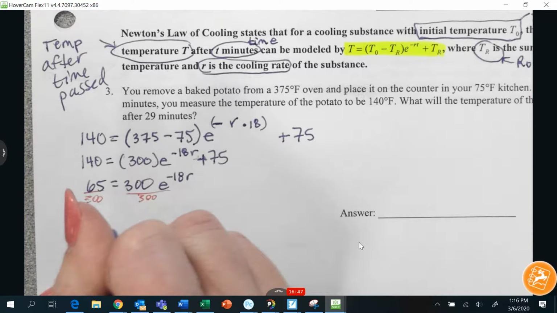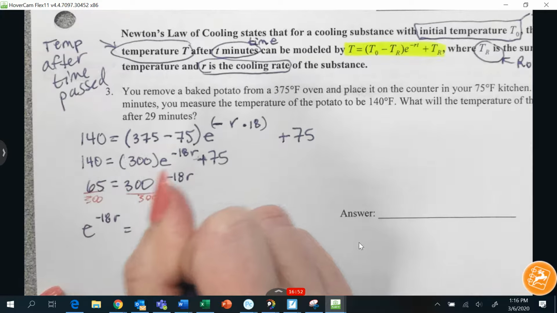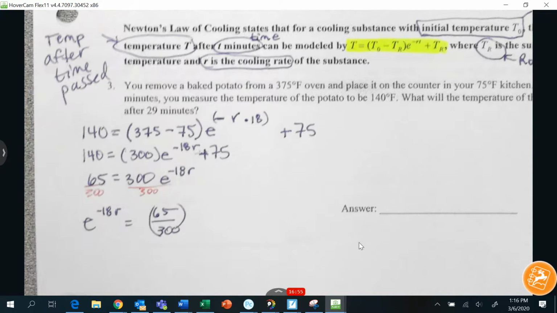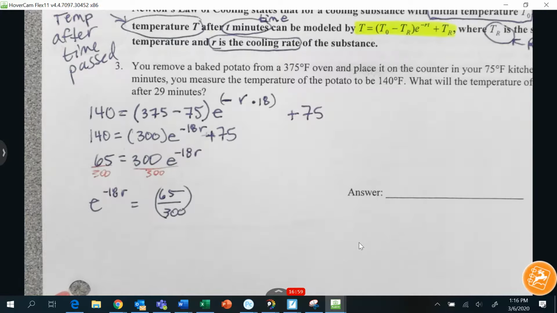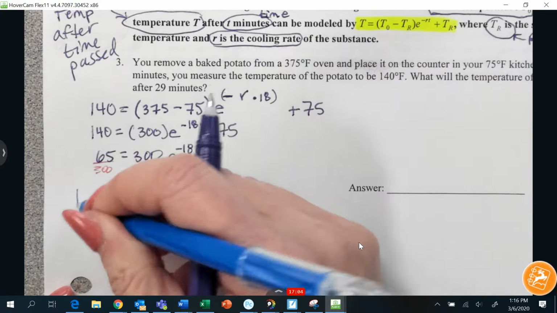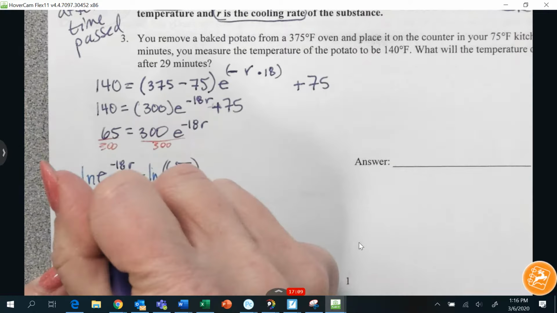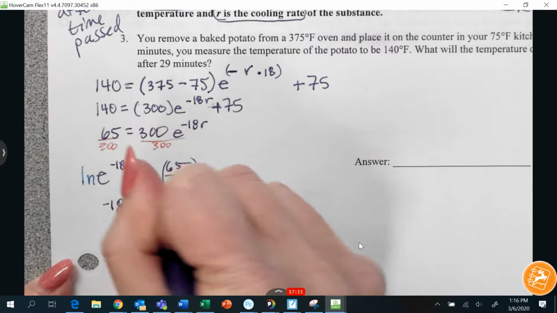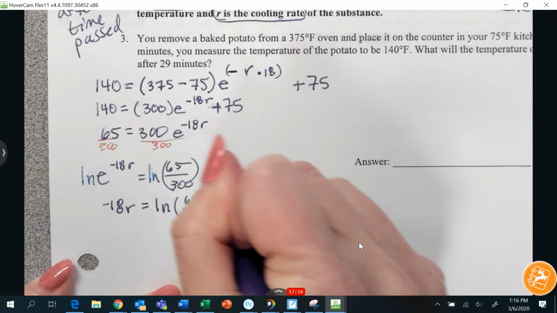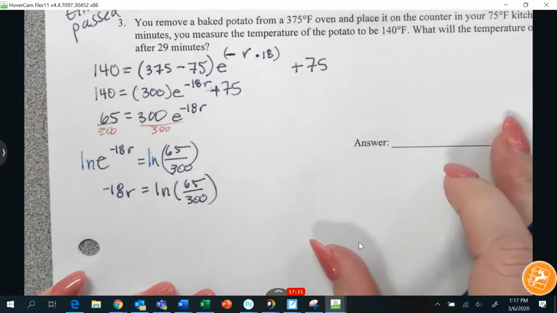So I've got e to the negative 18r is equal to, I'm just leaving 65 over 300. Because the next thing I need to do is get rid of e. How do I get rid of e? Use a logarithm. We use ln. ln is how you get rid of e, but you've got to do it to both sides. Negative 18r equals ln of 65 divided by 300. I don't even need to know the answer yet. What am I going to do next?